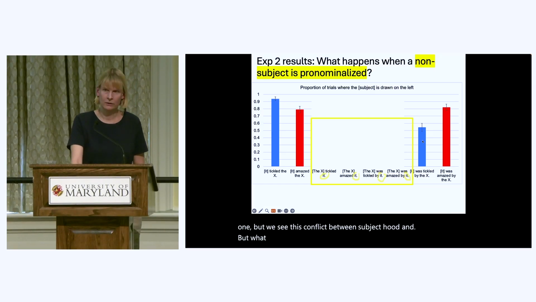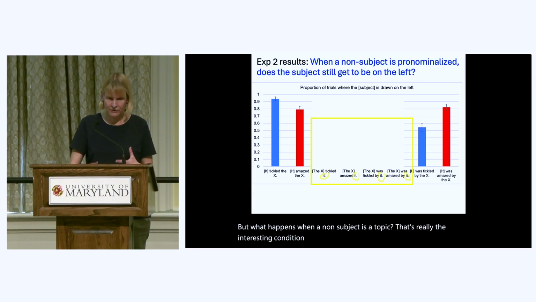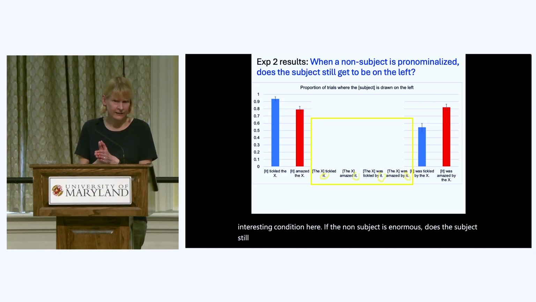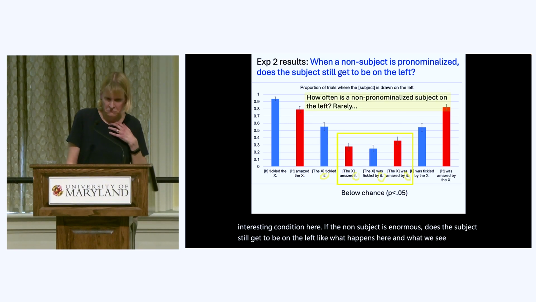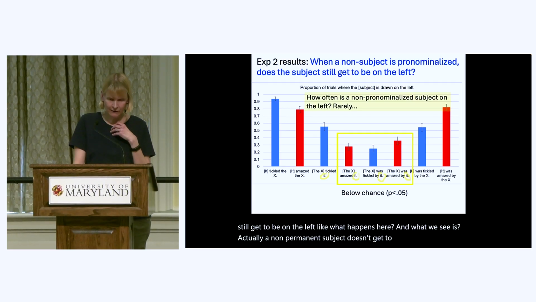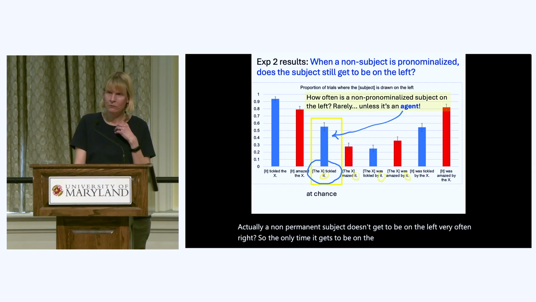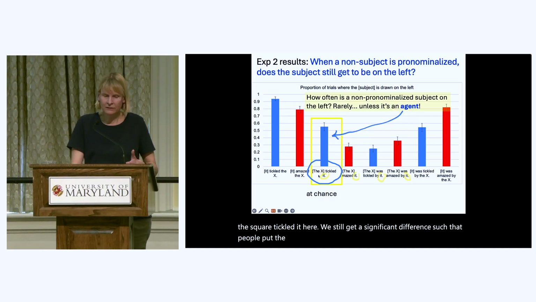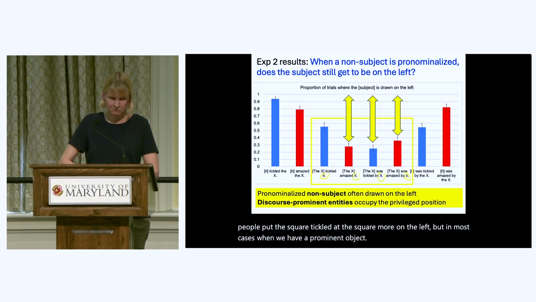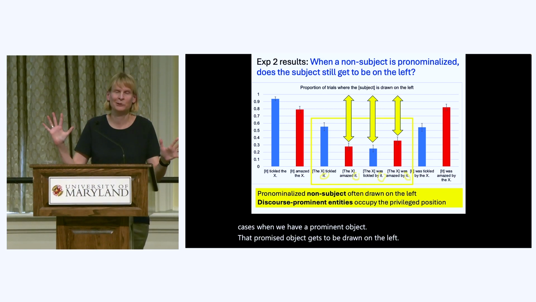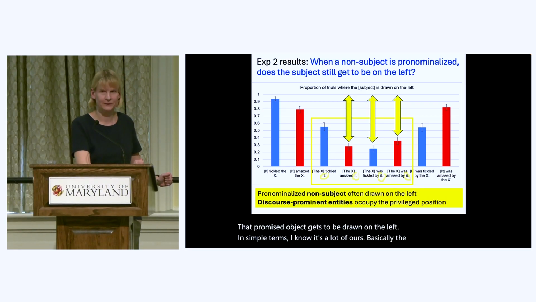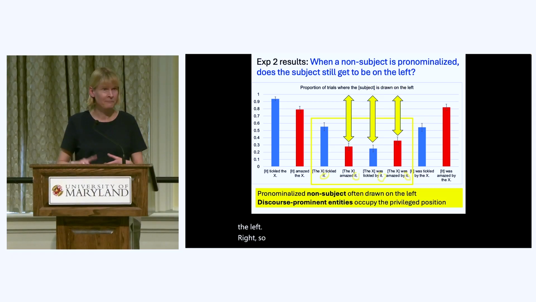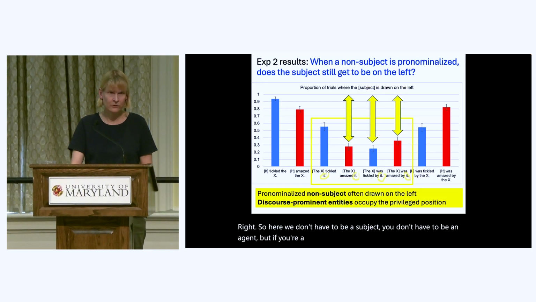But what happens when a non-subject is a topic? That's really the interesting condition here. If the non-subject is pronominalized, does the subject still get to be on the left? And what we see is, actually, a non-pronominalized subject doesn't get to be on the left very often, right? So the only time it gets to be on the left is when it is an agent. So the square tickled it. Here, we still get a significant difference such that people put the square more on the left. But in most cases, when we have a pronominalized object, that pronominalized object gets to be drawn on the left. In simple terms, I know it's a lot of bars, basically the topic gets to be on the left. Right, so here you don't have to be a subject, you don't have to be an agent, but if you're a topic, then that favors left side placement.